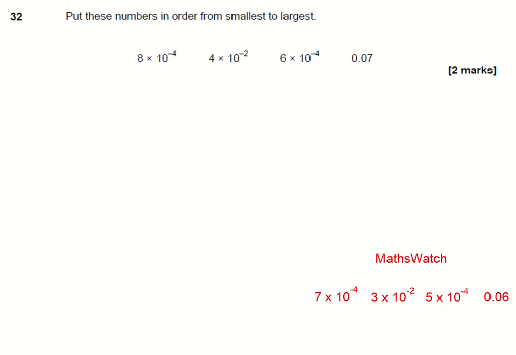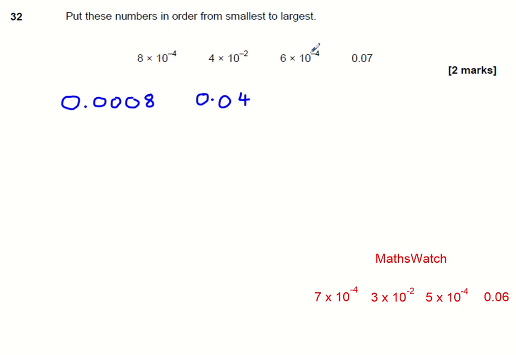And finally, question 32. Put these numbers in order from smallest to largest. This is standard form. So the power of -4 means that there are 4 digits before that 8. Okay, so 4 digits before that 8 is going to be zeros. So 0.000. So there's 4 digits before that 8. For the second one, that -2 is telling me there are 2 digits before the 4. So that's 0.0. There's our 2 digits, and then the 4.